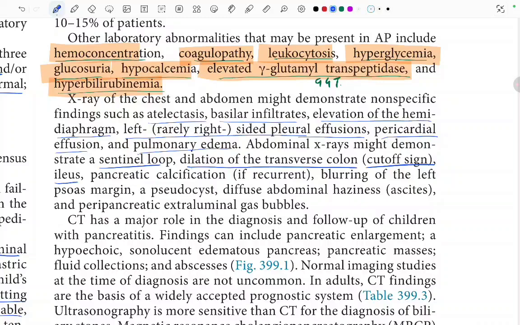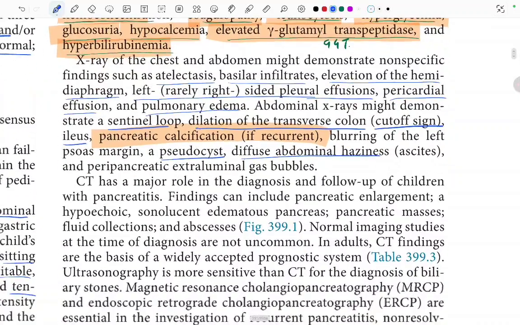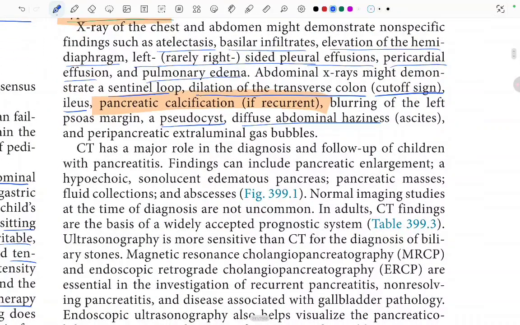Ileus, pancreatic calcification if recurrent. There can be blurring of the left psoas margin, a pseudocyst. These are the things which can be seen on the X-ray. There can be blurring of the left psoas margin, a pseudocyst may be seen, a diffuse abdominal haziness or ascites, and peripancreatic extraluminal gas bubbles can also be seen. CT has a major role in the diagnosis and follow-up of children with pancreatitis.